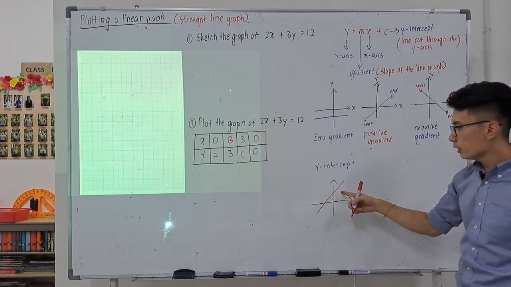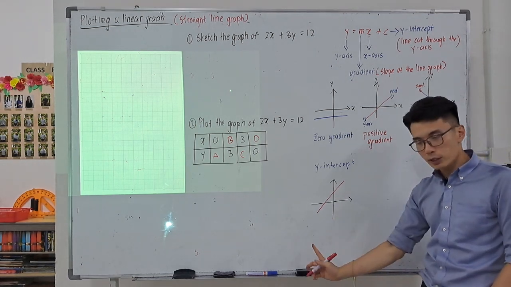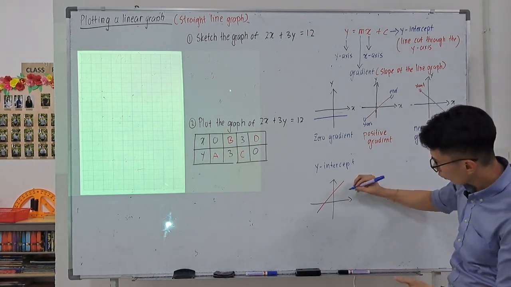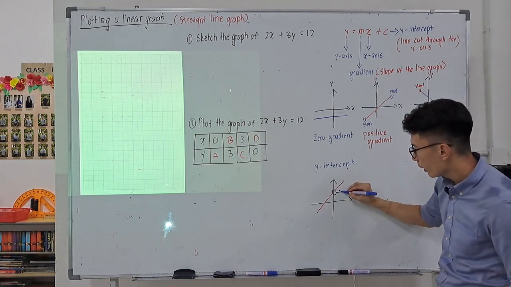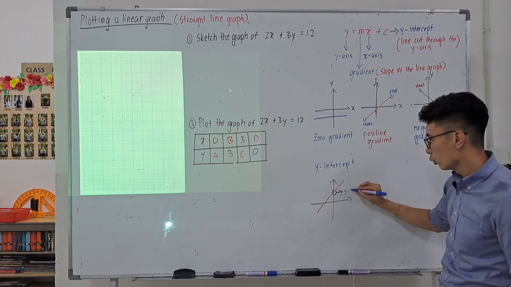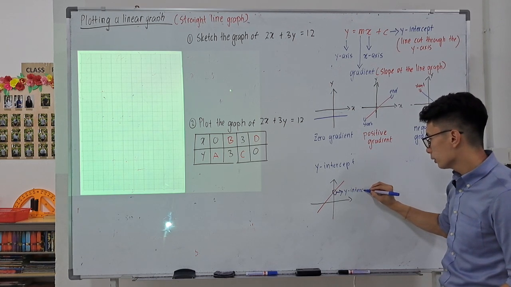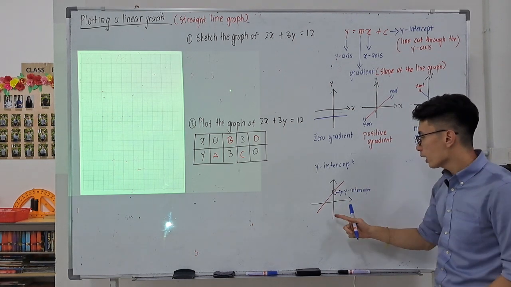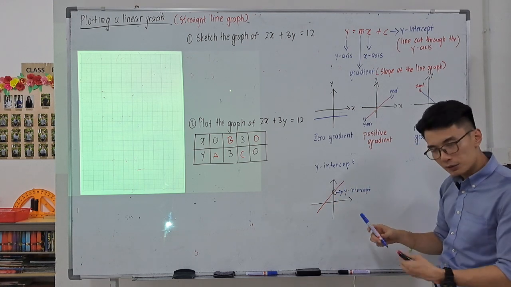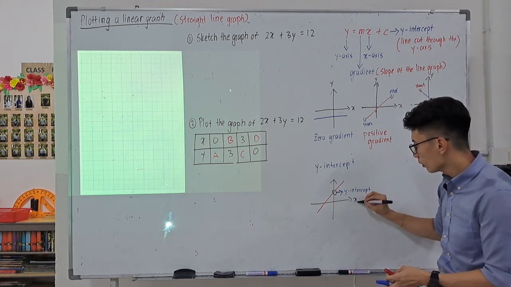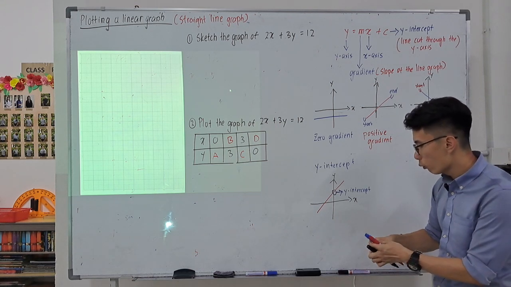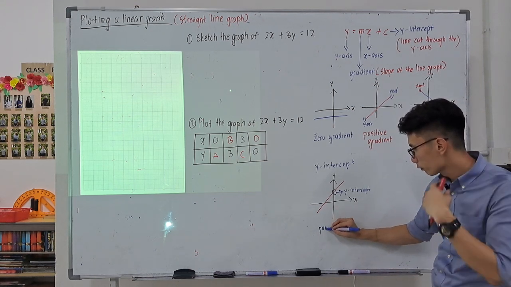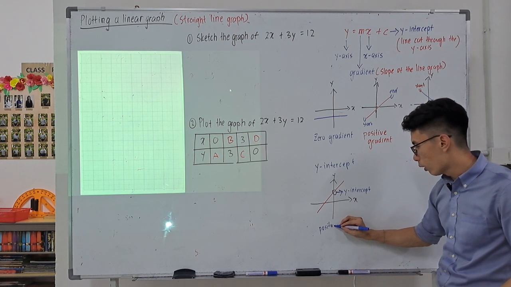Now we can identify this as a positive gradient, right? It's going up. So take note of this part over here. This part is where the line cuts through the y-axis. That is the y-intercept. Now in this case, because it cuts on the positive side of the y-axis, we know this is going to be the positive y-intercept, all right? It's going to be the positive y-intercept.